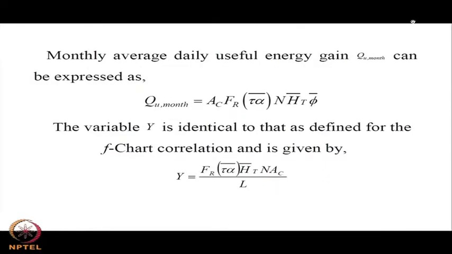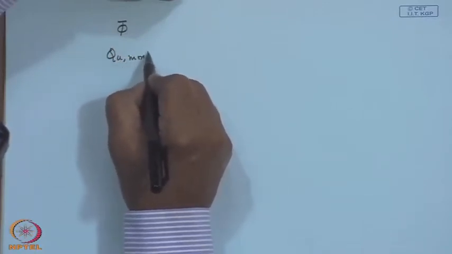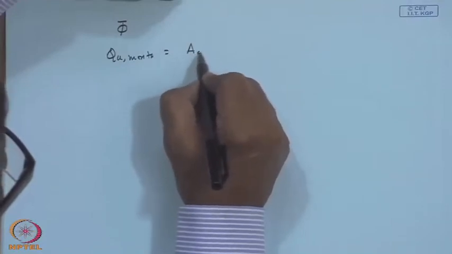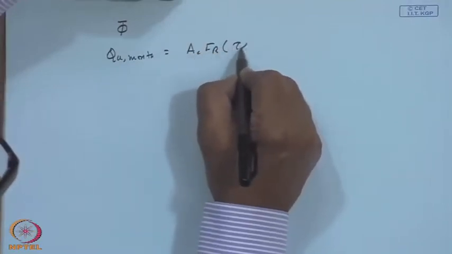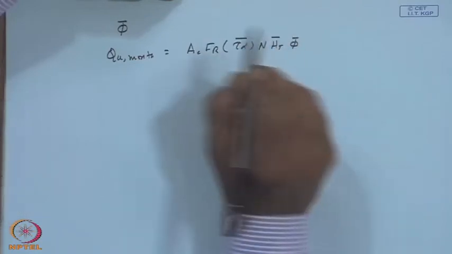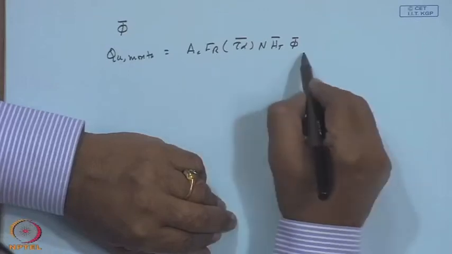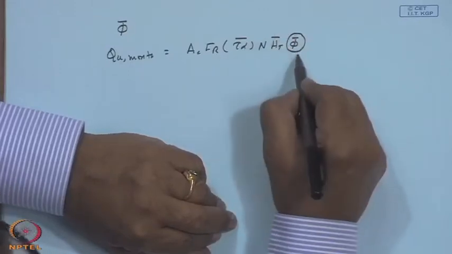Now, apart from the phi bar F chart method, if you have this phi bar, so Q u in a month, I can calculate it as area times F r times tau alpha bar n times h t bar times phi bar. We are not talking anything about the load fraction. We are not also saying whether this much energy will be sufficient or not, whether something will be wasted or something will be stored, but the output from the collector, one can expect it to be the product of these quantities, and phi bar is to be found out.